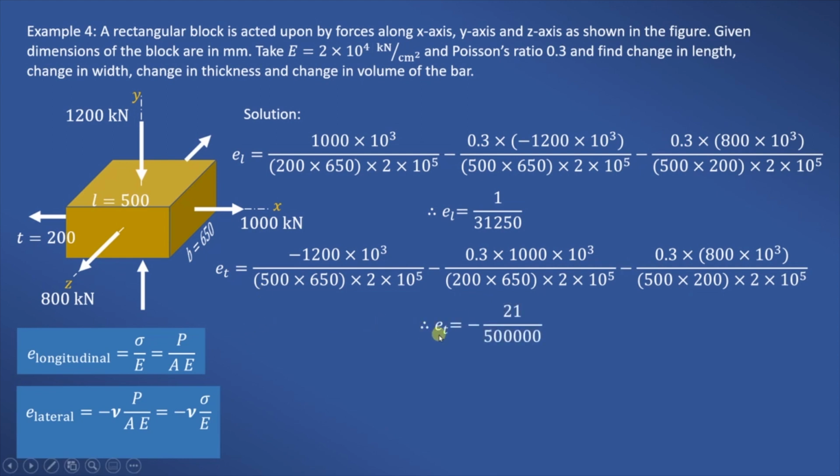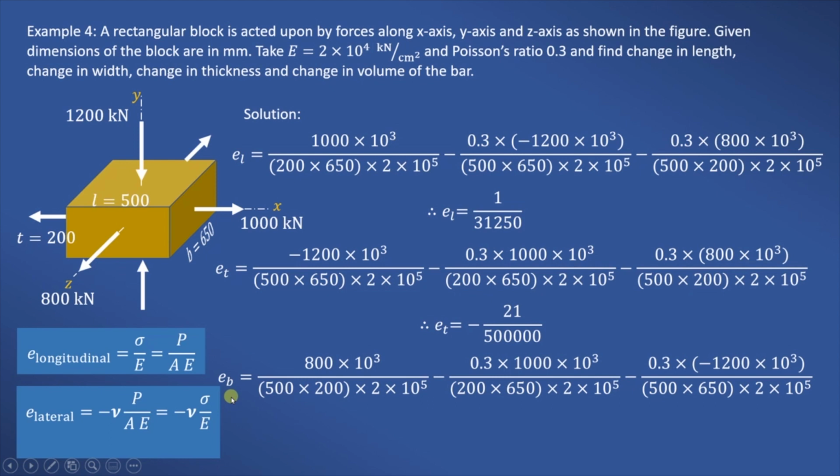So this is strain in thickness, it is negative. 21 divided by 500,000, or 5 into 10 raised to 5. Now strain in width. Along the width is the Z direction. So because of the 800 kilonewton load, it is P upon AE. And because of the other two loads, it is nu times P upon AE. It's that simple.